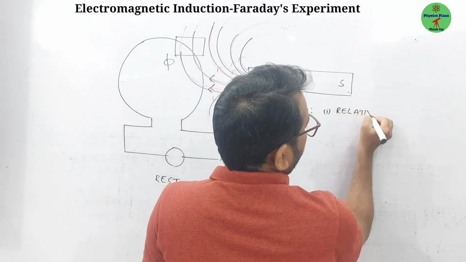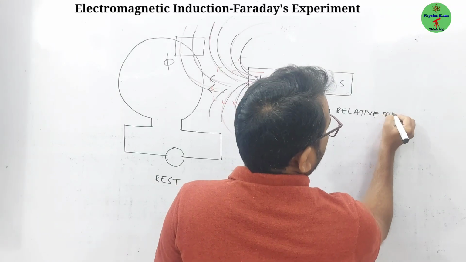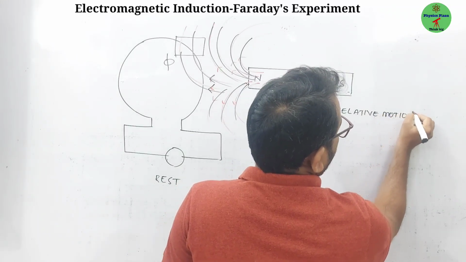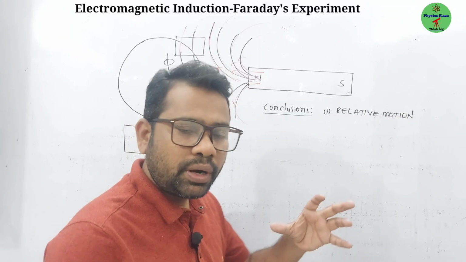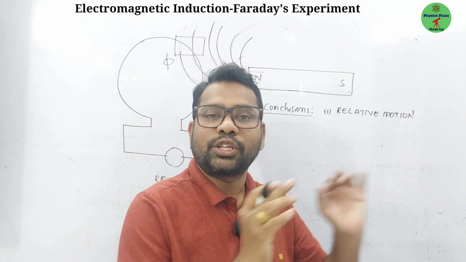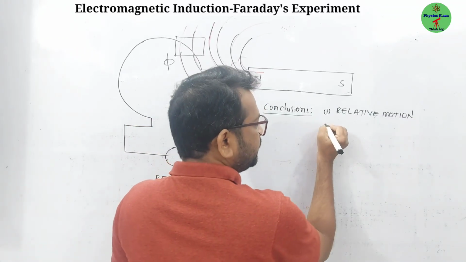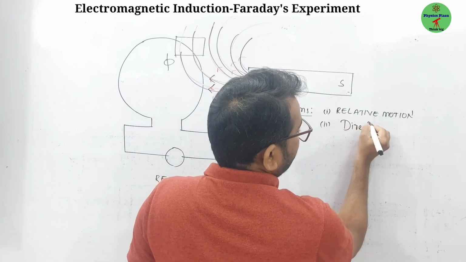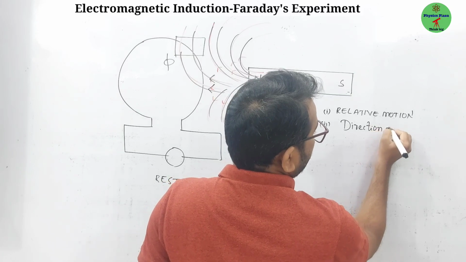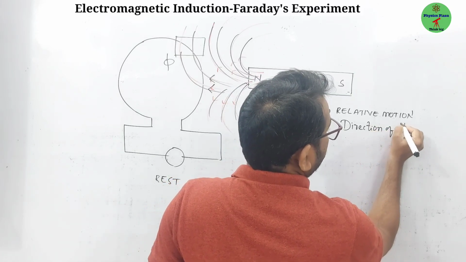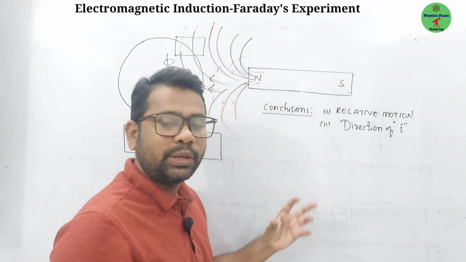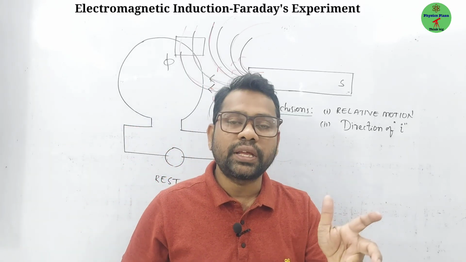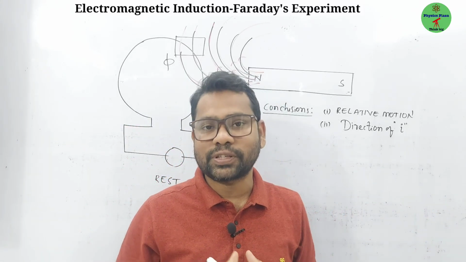So there is a relative motion between the bar magnet and a coil, there will be an induced current. The moment the motion is stopped, the current stops. Okay, fine. And the second one, children, direction of current, very important. The direction of current induced depends on the polarity. If you change the polarity, the direction of current is also reversed.